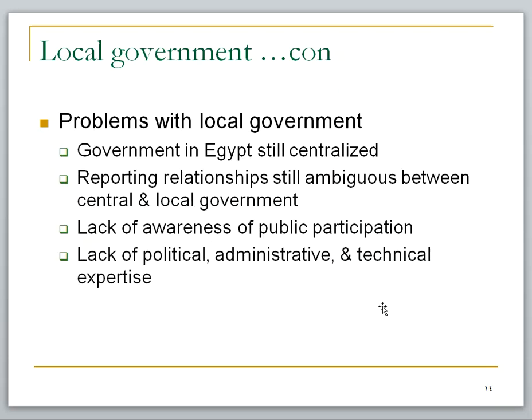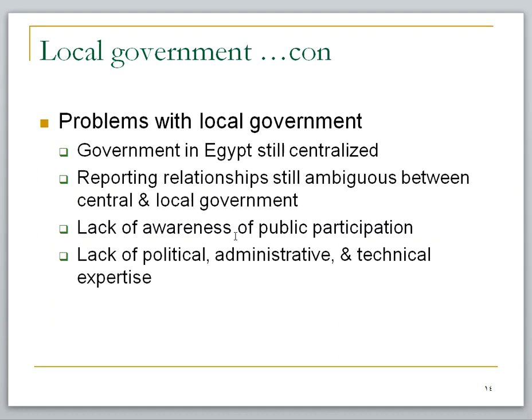The main problem here, this is the concluding part of what we are talking about, and also the next slide. We have here what went wrong with the local government. Why the local government are not really effective in Egypt. Because Egypt is still centralized. We still believe in centralization. We are still not able at the governorate or the city level to make a decision and make it happen unless we go to the central unit. This is the reporting part. Reporting relationship is still ambiguous between central and local government.